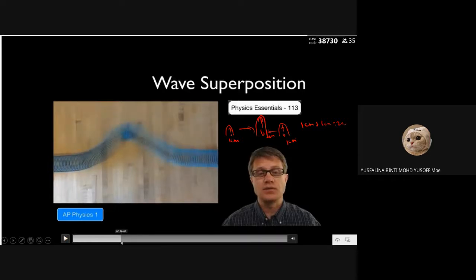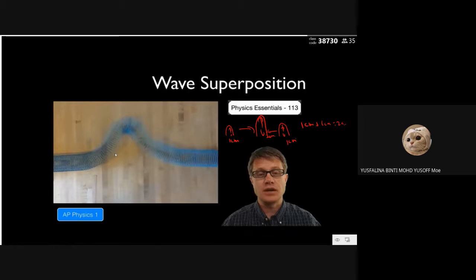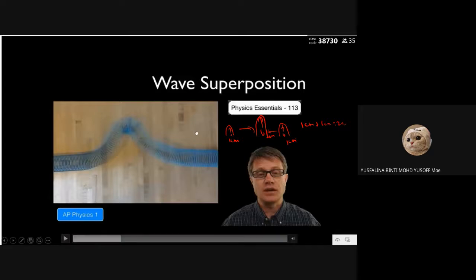Okay, so you can see the amplitude becomes twice as before. And another thing: after they already collide, after they already overlap at the middle here.